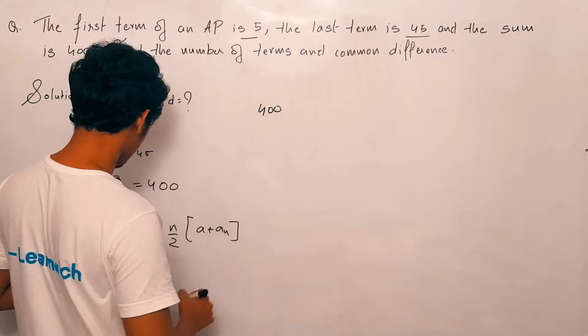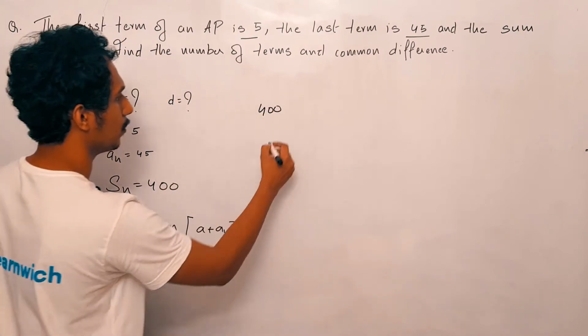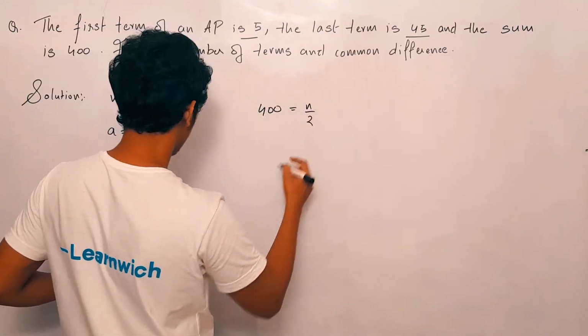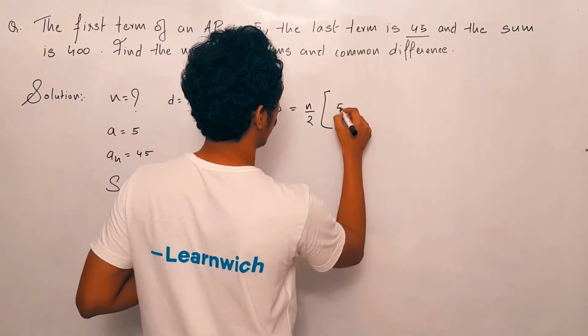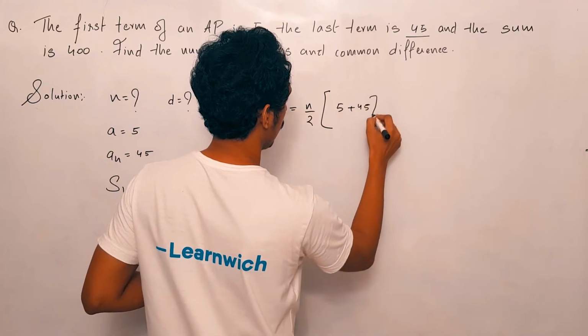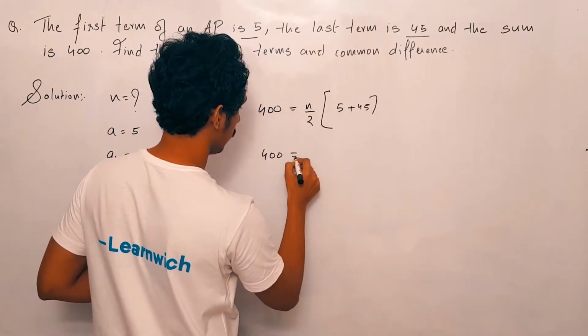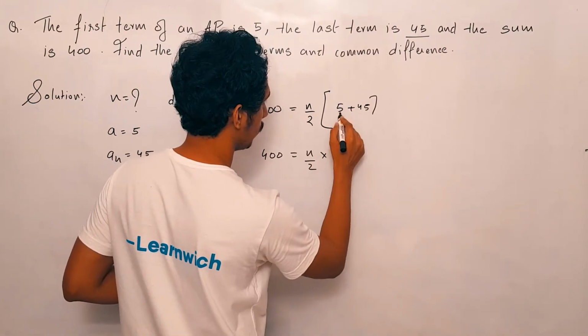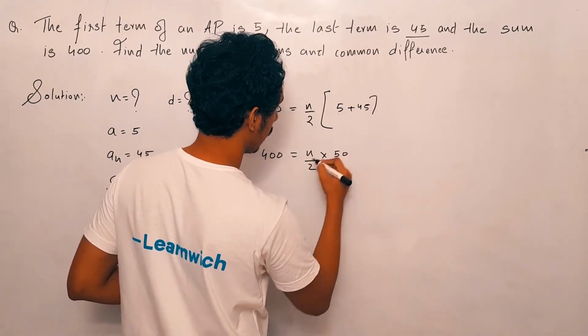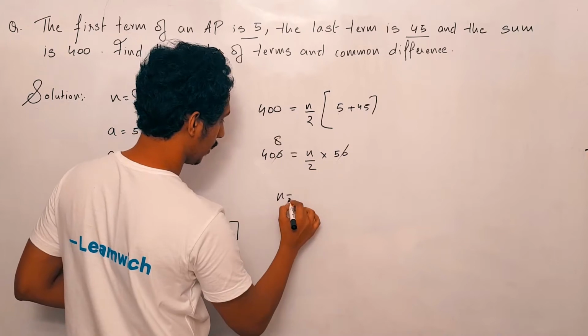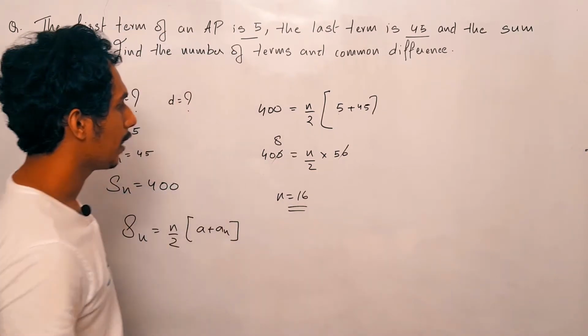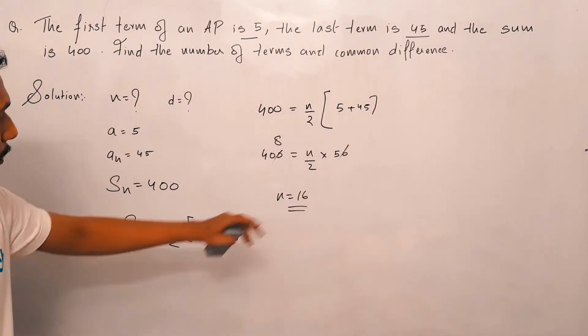You get 400, which is Sn, is equal to n by 2. I don't know what n is. Then a plus an, that is 5 plus 45. So 400 is equal to n by 2 into, what is 5 plus 45? 50. So how many times does it go? 8 times, so you get n equal to 16. That's easy, no? n is equal to 16.